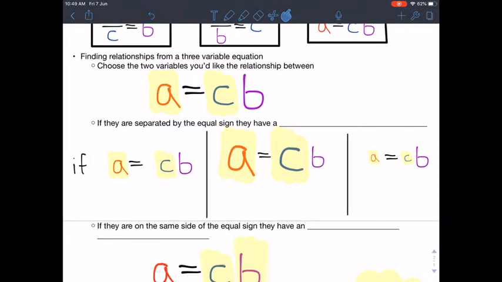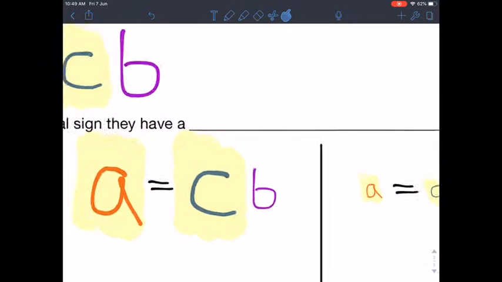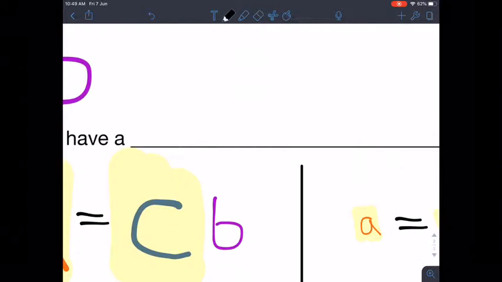First, we're going to pick the two variables we'd like to talk about the relationship between, because we can only really talk about relationships between two variables at a time. So we've chosen A and C. If these are separated by an equal sign, which they are, look, here's A, here's C, there's an equal sign in between. What that tells us is that these variables have a direct relationship.